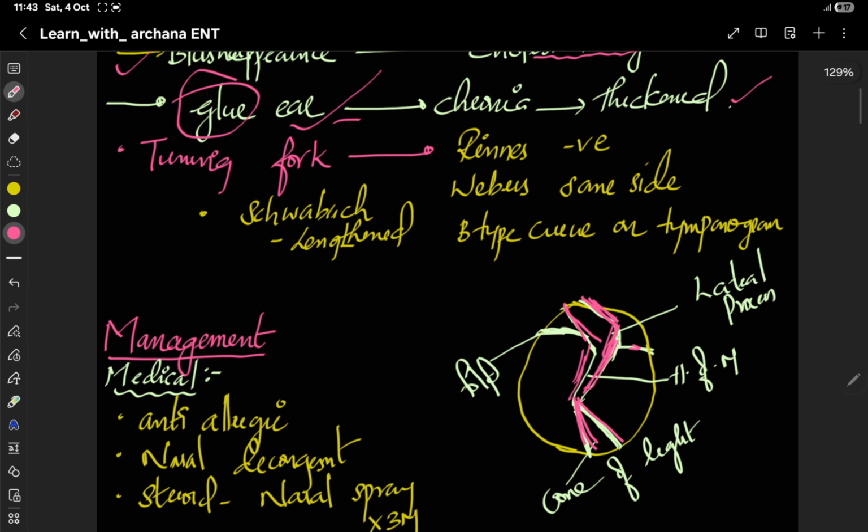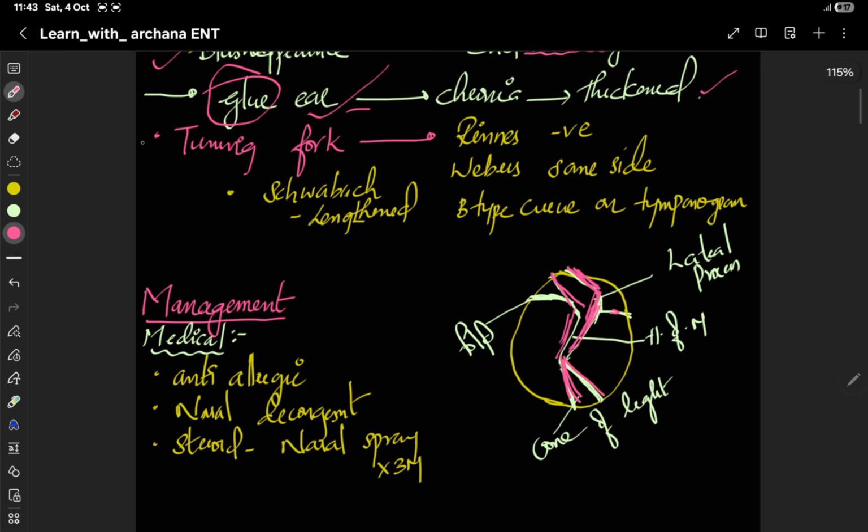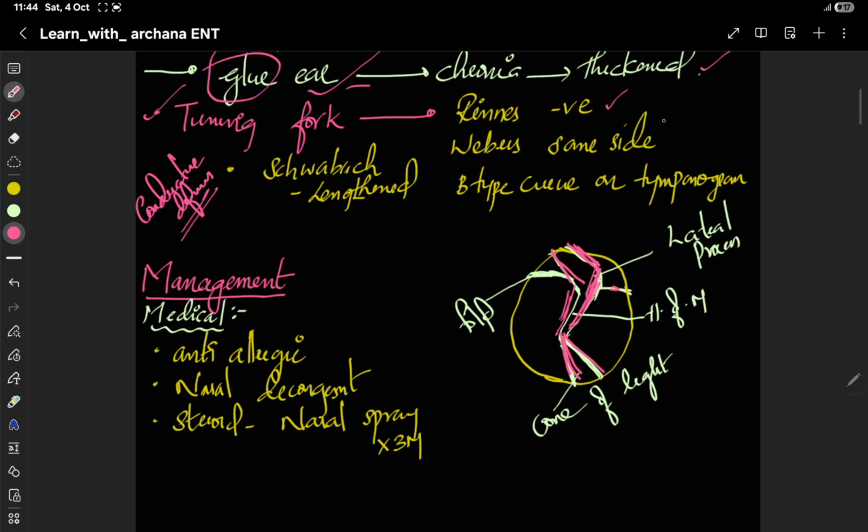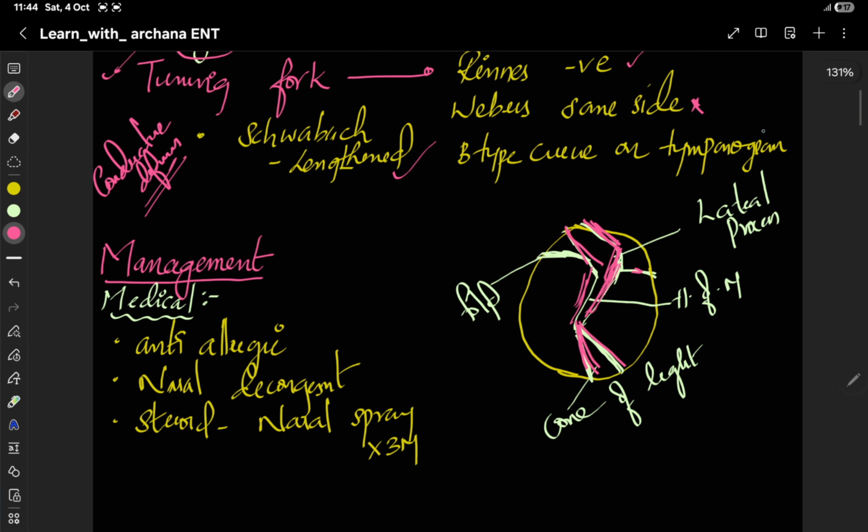Okay. Then regarding the examination, what about tuning fork tests? Tuning fork tests will help to identify the conductive deafness, right? Okay, conductive deafness. So what about Rinne's test? Rinne's will be negative because of conductive deafness. Weber's, what happens to Weber's? It will be localized to the affected side, so Weber's lateralizes to the same side. Schwabach's test will be lengthened, and on tympanometric study there will be a B-type curve.